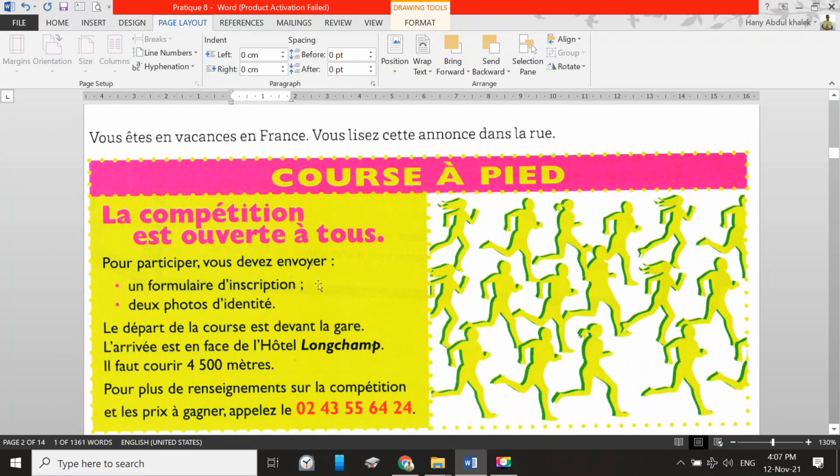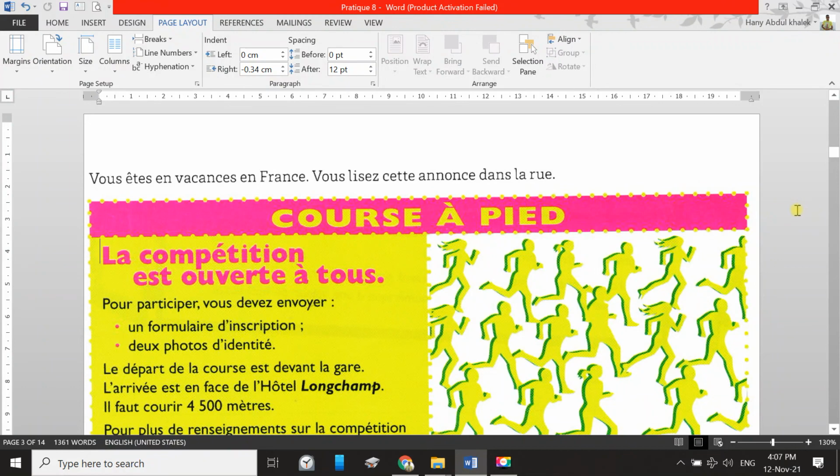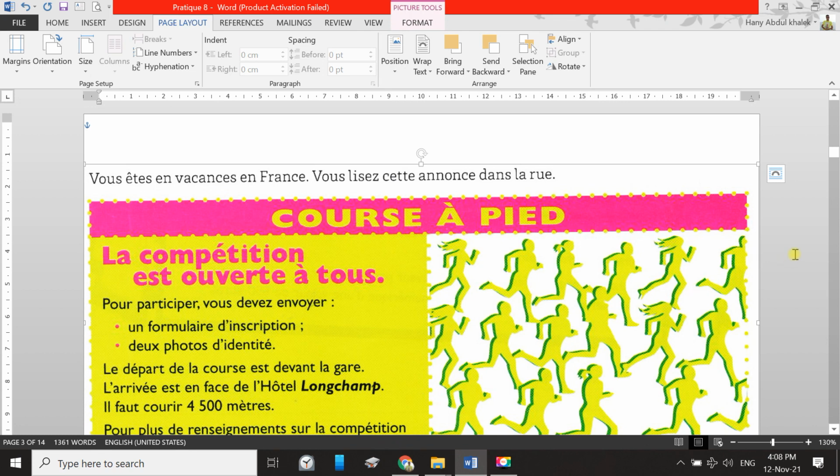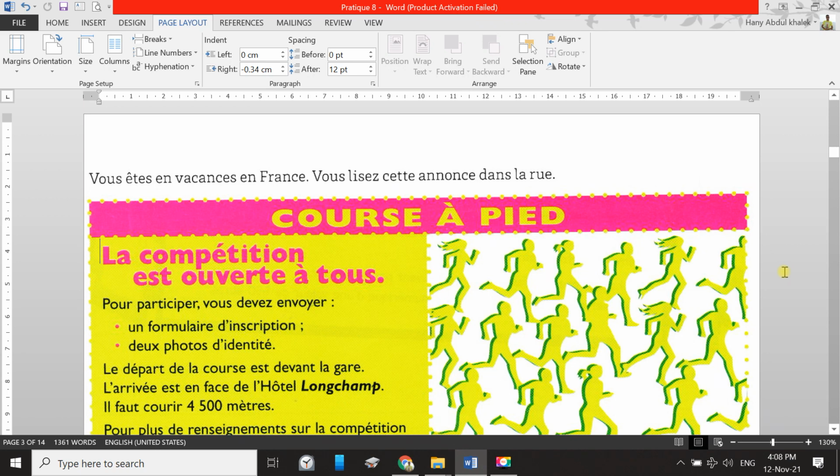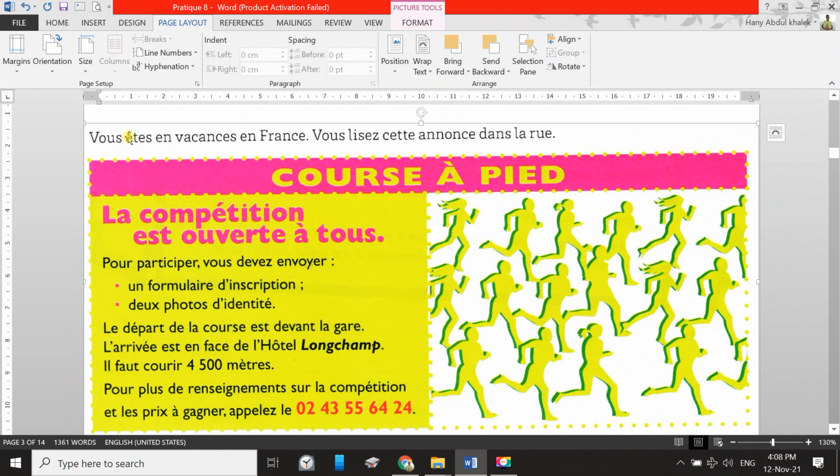Okay, let's go next. This reading comprehension, pay attention that maybe in the exam it can be a seen document and it can be unseen. Unseen means you didn't study it before, but it will come with the same vocabulary that you studied. This one is for A1 level in the official DELF exams, junior. Vous êtes en France. Here, if we have something like that, we need to read le chapeau, this line before the text. Vous êtes en vacances en France. You are spending your holiday or vacation in France. Vous lisez cette annonce dans la rue. You are reading this announcement in the street.